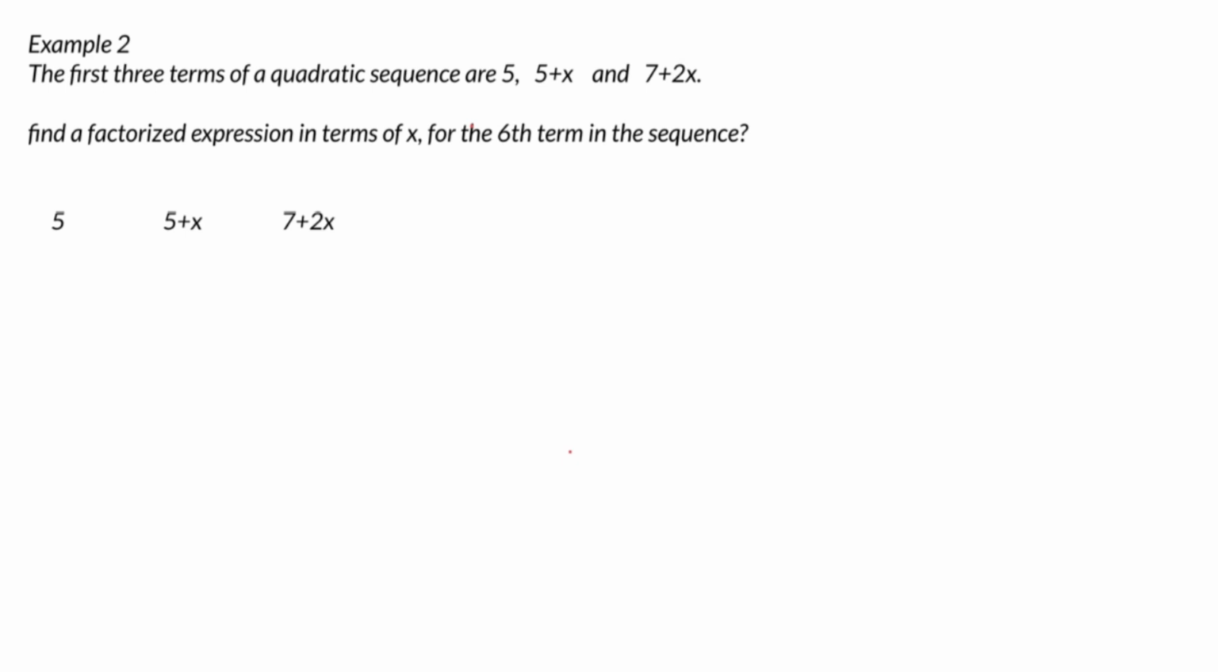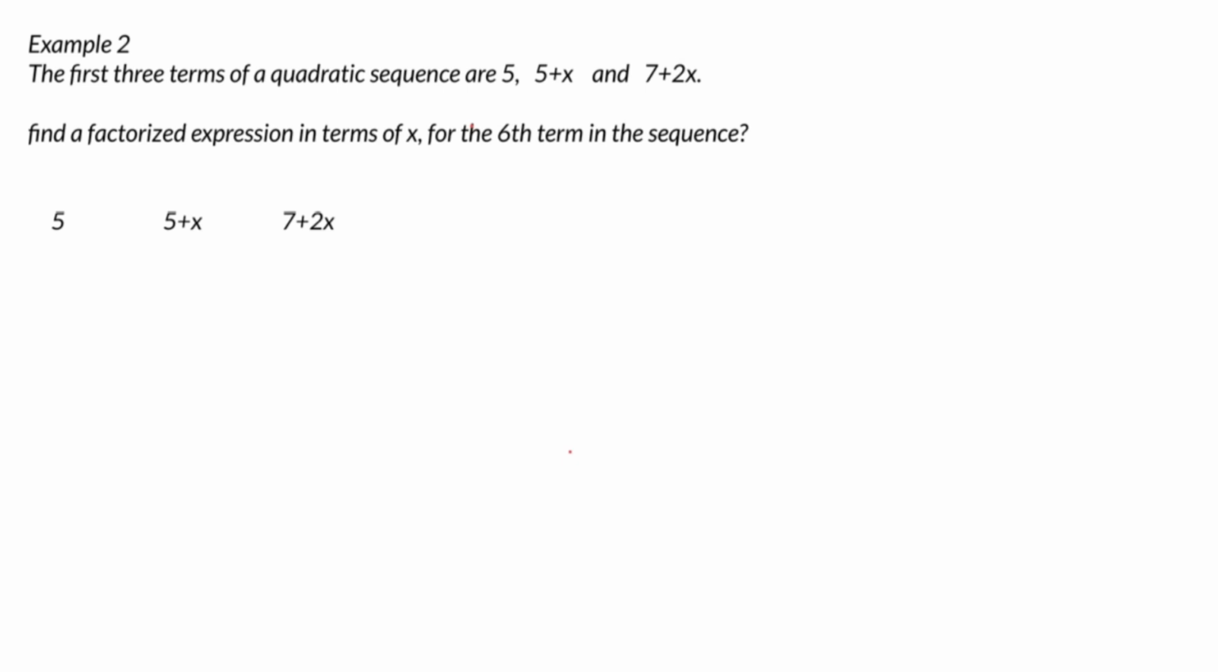Okay, example 2 says the first 3 terms of a quadratic sequence are 5, 5 plus x, and 7 plus 2x. Find a factorized expression in terms of x for the 6th term in the sequence. Now, we have it arranged. I've arranged it properly. We always need to draw our loop so that we don't get confused.